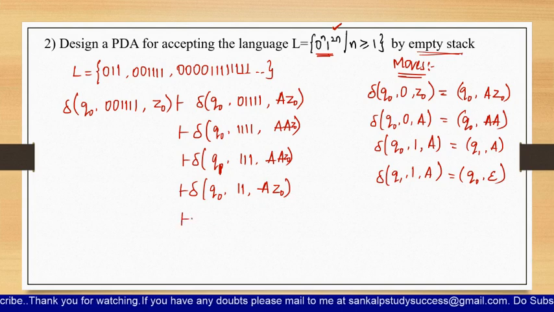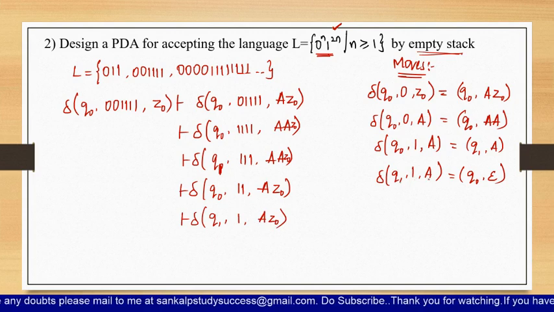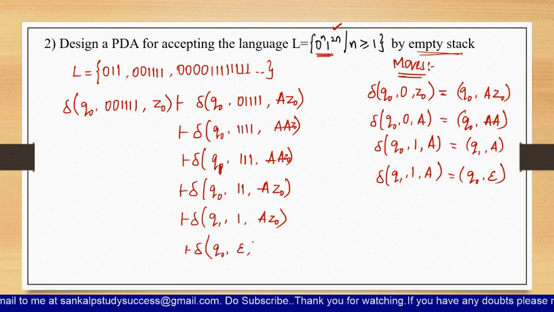Now you have already Q0 1 and A. There is a move from Q0 1 and A. It is nothing but Q1 comma A. So it is nothing but Q1 and you are left with 1 1 and A. That is nothing but there is no change in the stack, which is AZ0. Now you are having again Q1 comma 1 comma A. So the move is Q0 comma epsilon. So you are moving to Q0 comma epsilon because there are no more strings here. Epsilon is nothing but removing an element from the stack, so you are remained with Z0.